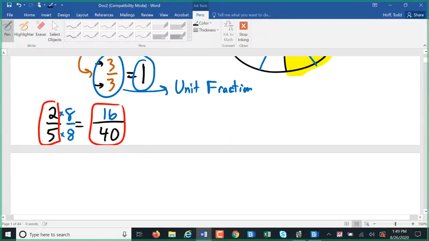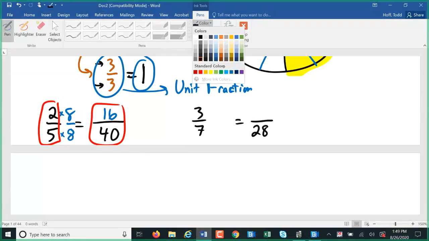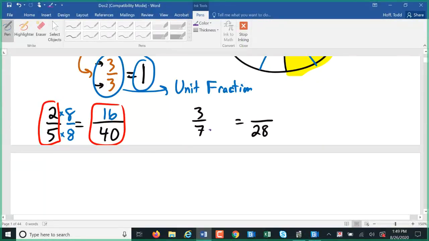Or if I have 3/7 and I need to change it into 28ths, what's that 7 multiplied by to turn it into a 28? 4. So I multiply the 3 by 4 as well to get 12. So once again, 12/28 is the exact same value as 3/7.